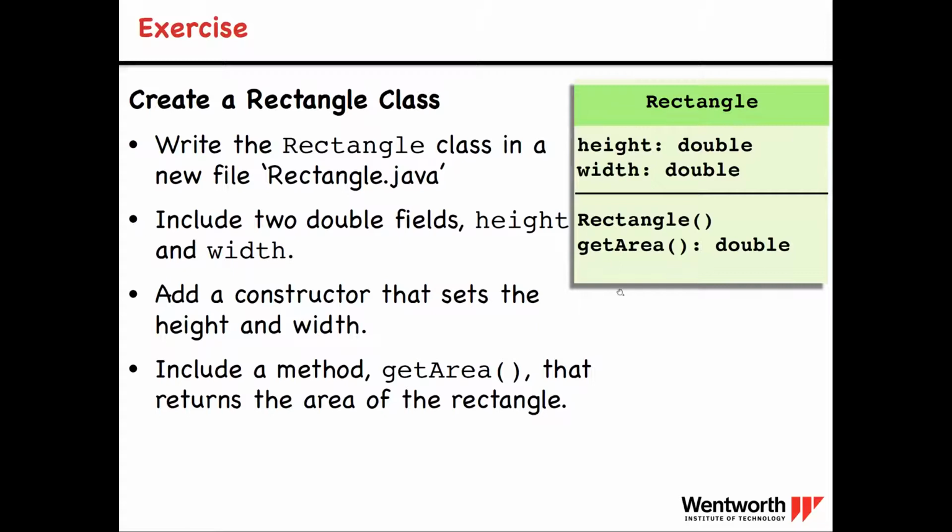The UML diagram looks like this. Name is Rectangle, height and width are going to be doubles, a constructor that doesn't have any parameters, and a getArea that returns a double.